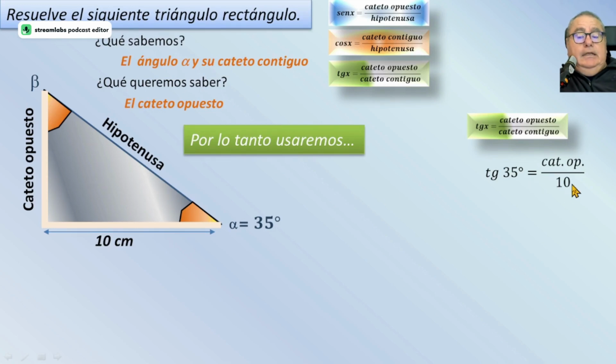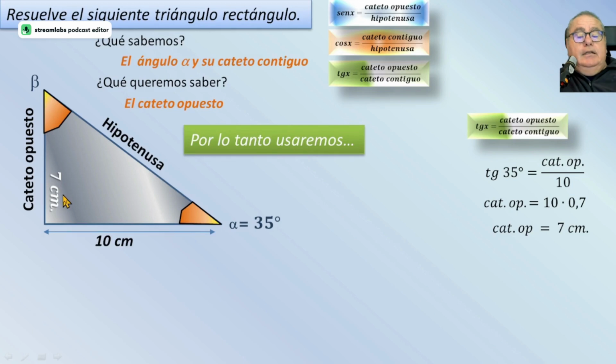This 10 is dividing, so it would pass by multiplying, and we do the operation. As with the calculator, we know that tangent of 35 is 0.71 times 10. It tells us that the opposite leg of this 35-degree angle in this triangle measures 7 centimeters.